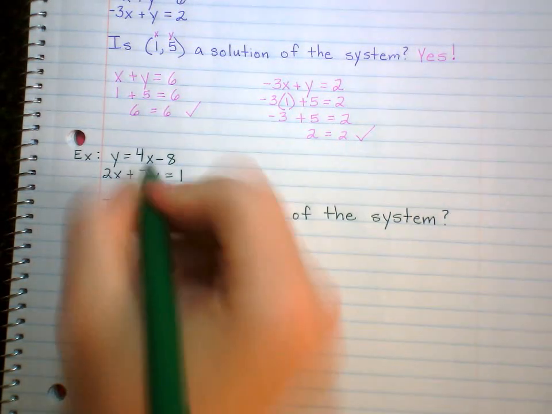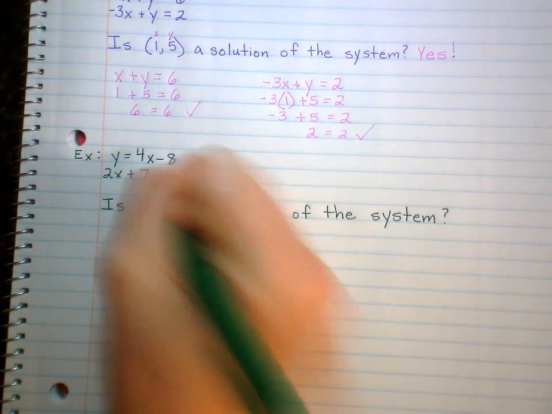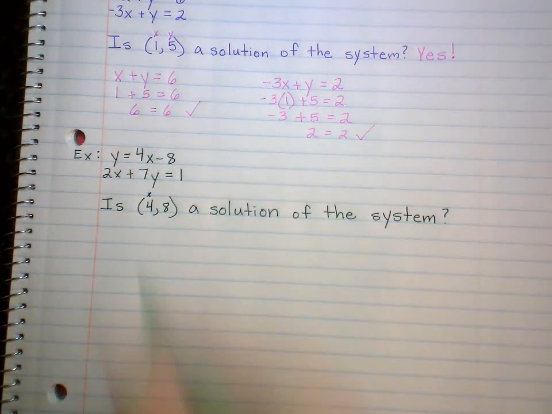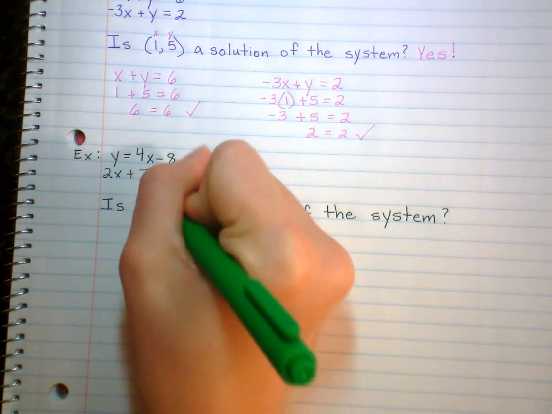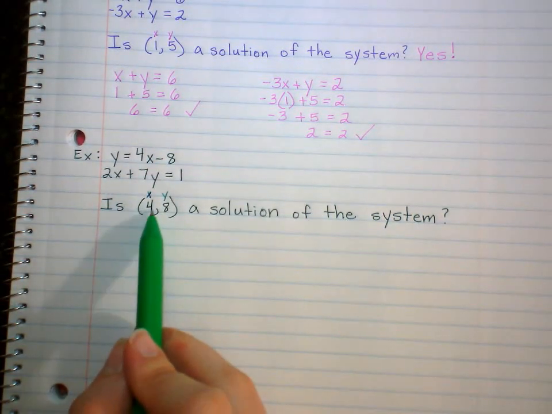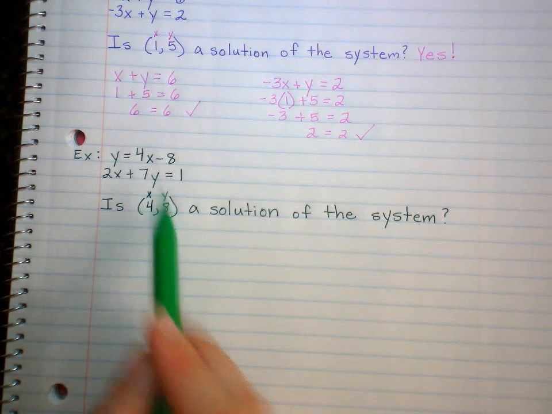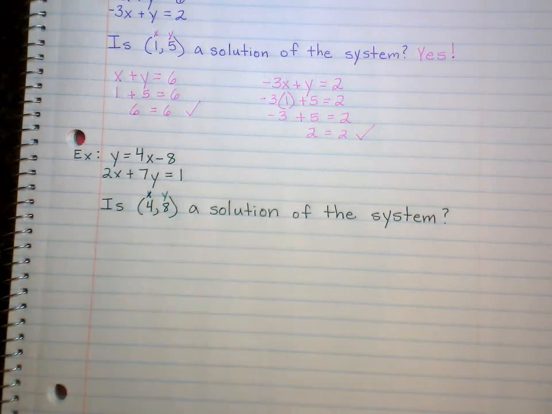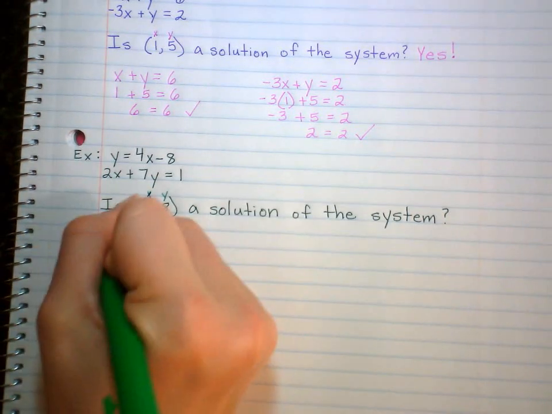So right off the bat, I know 4 is my x value. Why does that green pen look the same as the other green pen? We're going to go lighter. I know 4 is my x and 8 is my y. So we're going to plug in 4 for the x's, 8 for the y's, and solve them and see, is it a solution? Does it work? So let's do the first one.